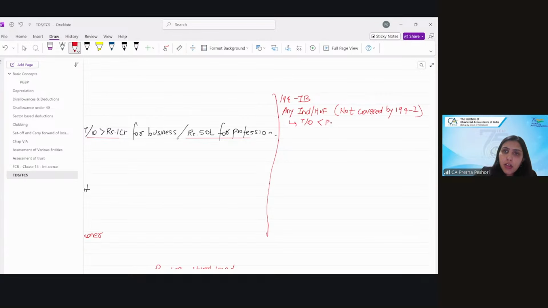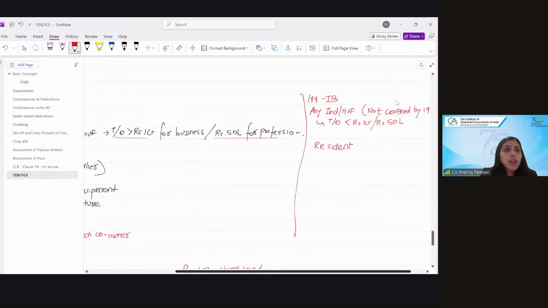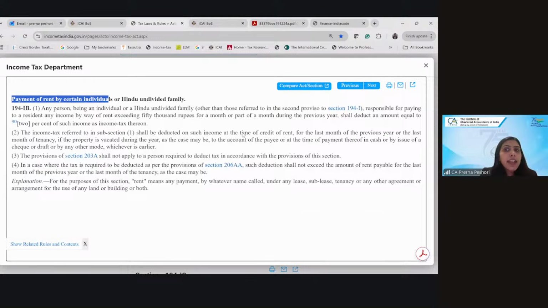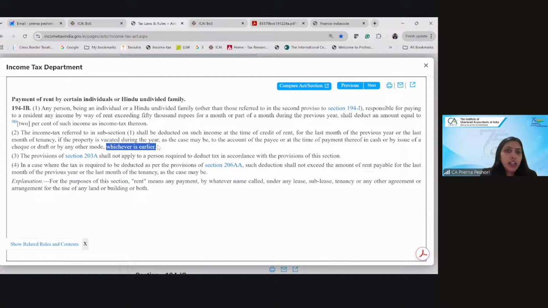Turnover less than rupees 1 crore or rupees 50 lakh. Right? And who is the payee? Any resident. That shall remain the same. Okay. Now, what is the timing of deduction? At the time of credit for the last month of the previous year or the last month of tenancy if the property is vacated during the year, or at the time of payment, whichever is earlier.